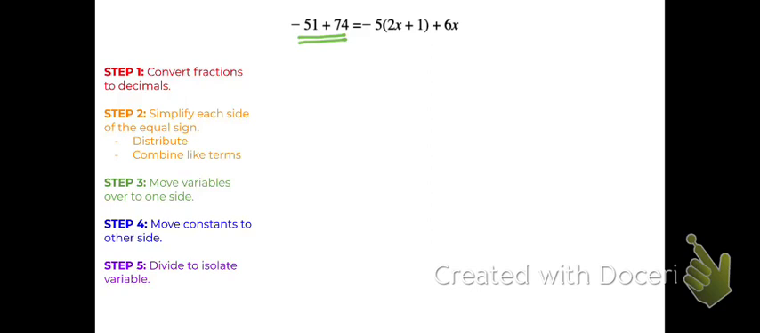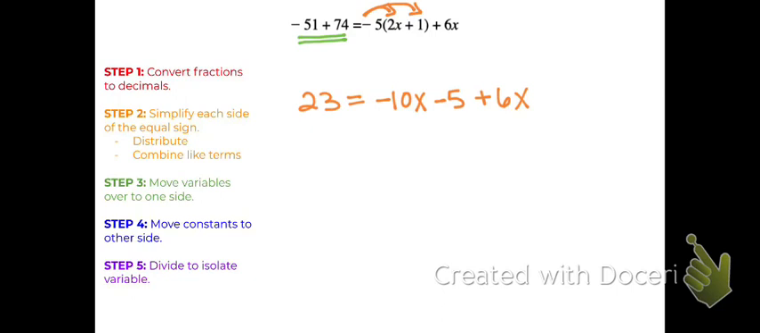So if I look at the left side at this expression, we're just simplifying the expression. We're combining like terms. So these are both like terms. They're both regular numbers. So I can add them together and I get 23. On the right side, I can't combine like terms yet because I still need to distribute. I need to distribute this negative 5 times 2x is negative 10x and negative 5 times 1. And then I have the 6x.